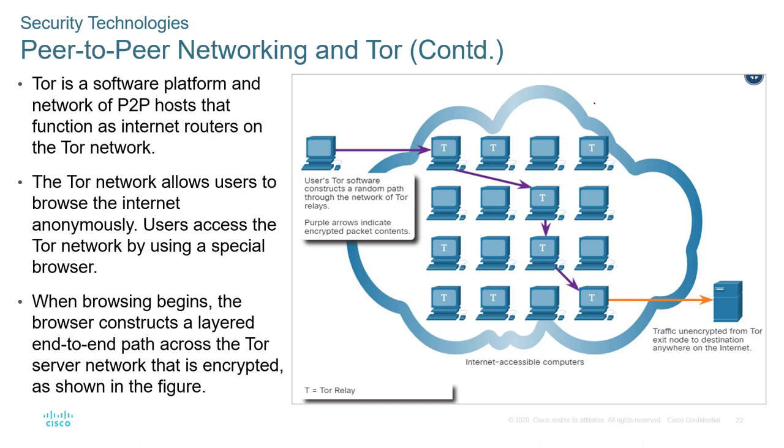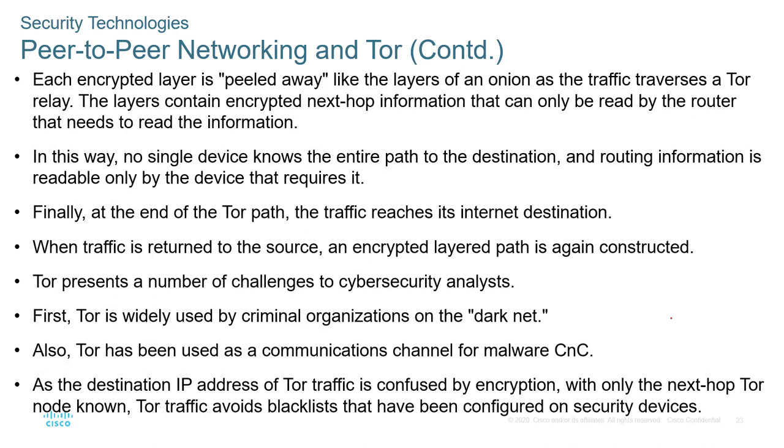Tor is also classified as a P2P-based network. Tor is specifically designed to use a random path through a network of Tor relays, or the dark nets. So when the browsing begins, the browser will construct a layered end-to-end path across the Tor server network that's encrypted. So here, we just go through different machines to our destination. When the initial construction is done, it may choose a different approach to get to our endpoint. Again, this is done at the beginning of the browsing session.